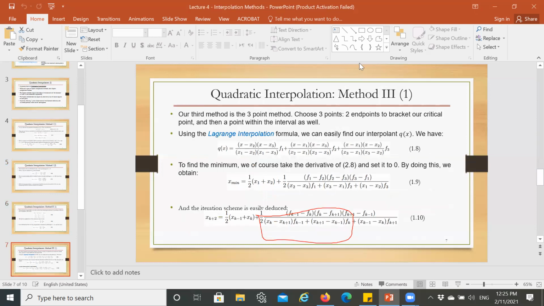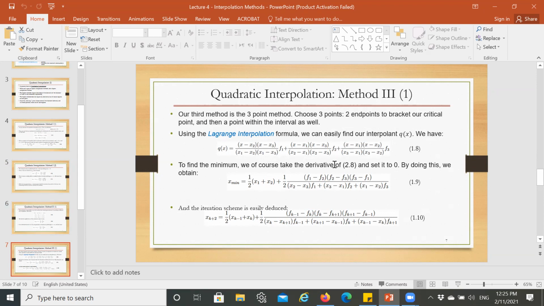Now let's look at method 3. Unlike method 1 and method 2, where we need only 2 points, over here we come up with 3 points. So we need 3 points, okay? We have to choose 3 points, and based on that, we bracket our critical point.